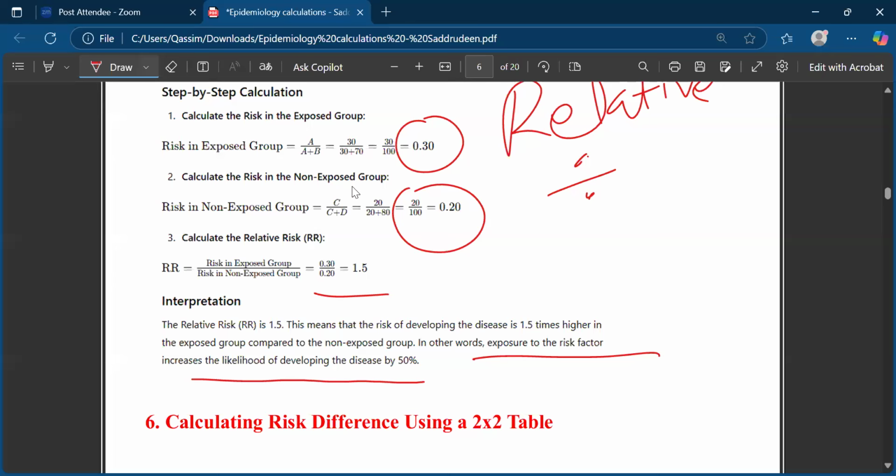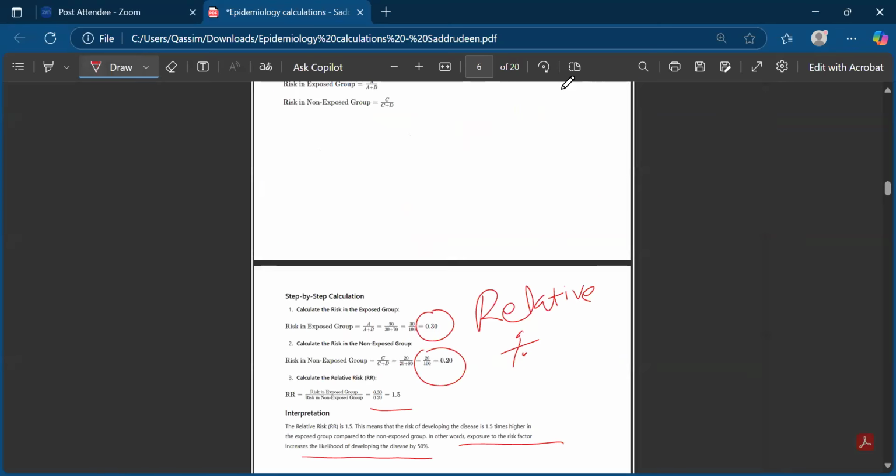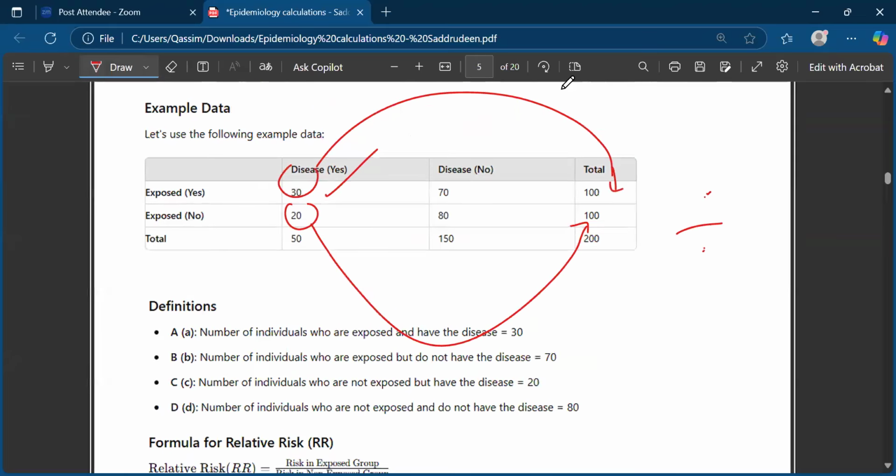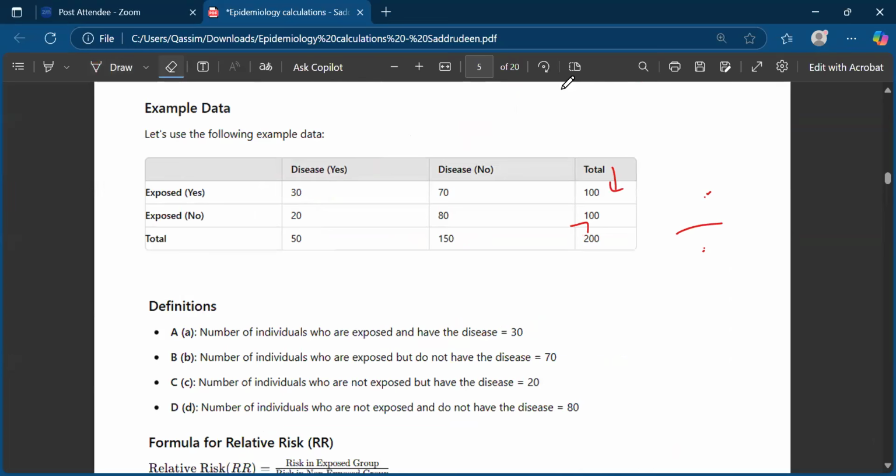So I'm seeing something in the chat. Let me see. Won't the 70 count as exposed? No. Wait, someone is asking, can this 70 count as the exposed?